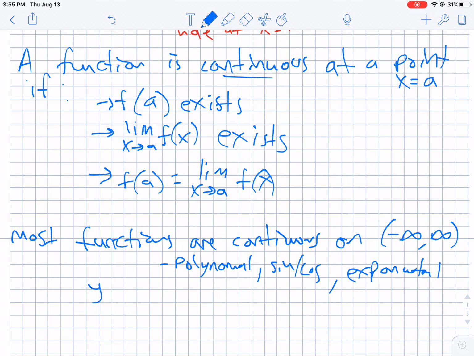So if I ask for y equals x cubed minus 2, where is it continuous? It's continuous at all values. Whereas y equals cosine of 3x minus 4 is continuous for all values, no matter what you plug in for x.